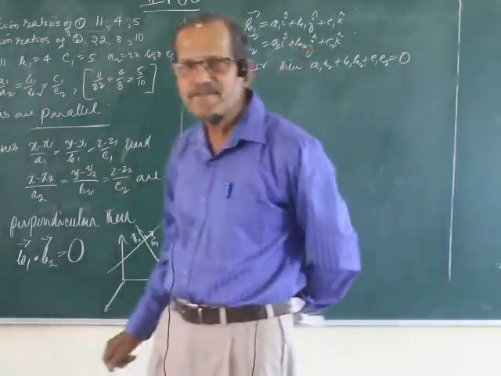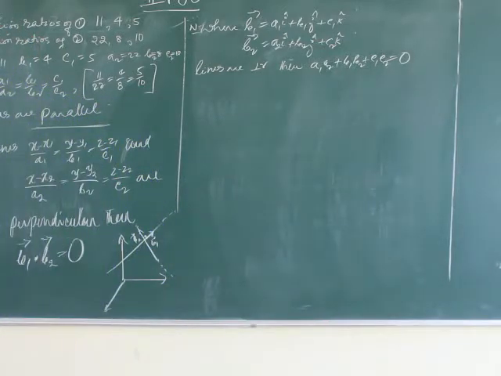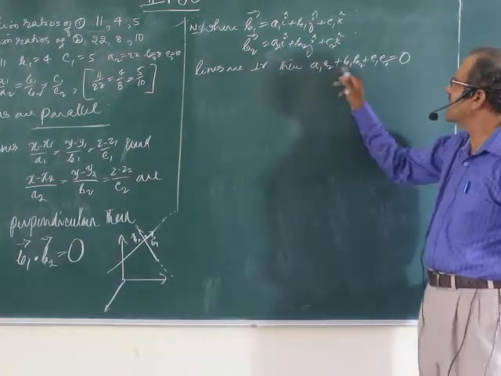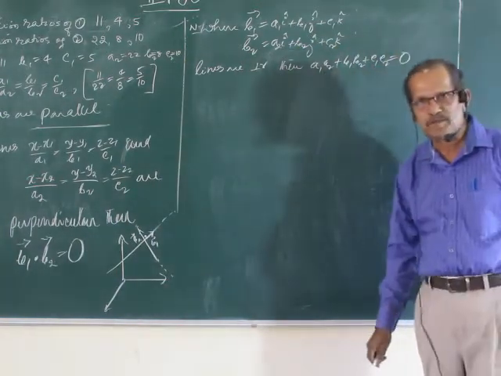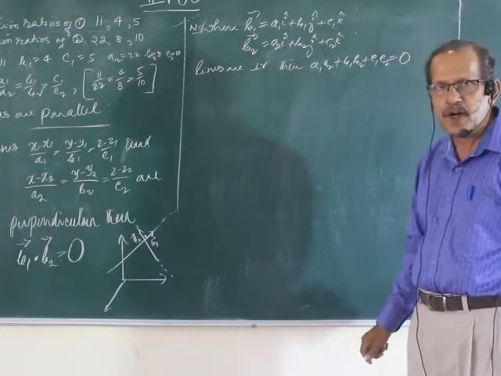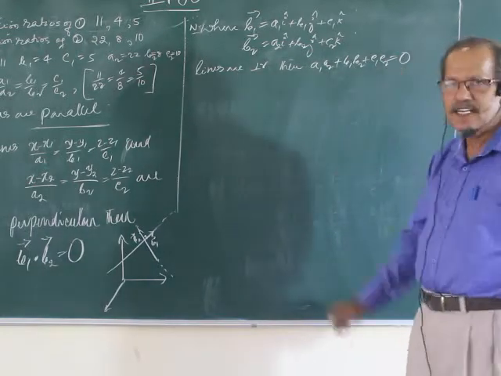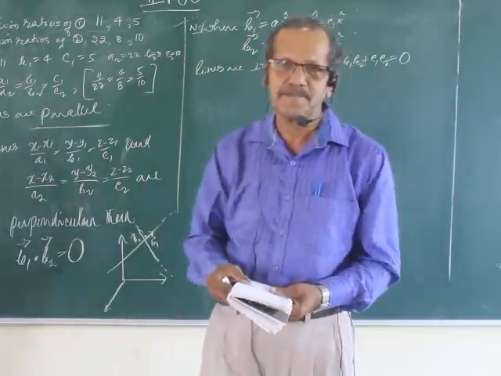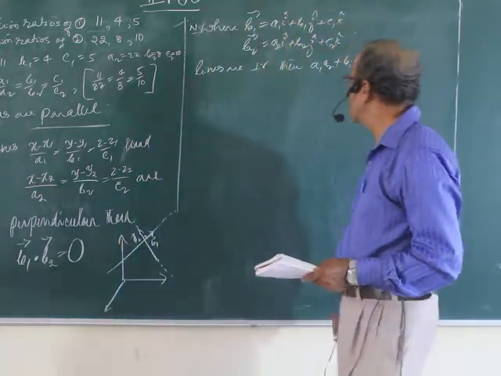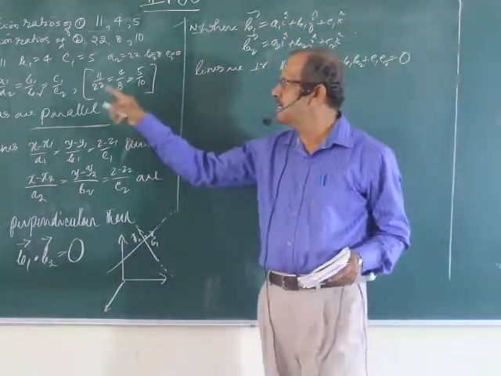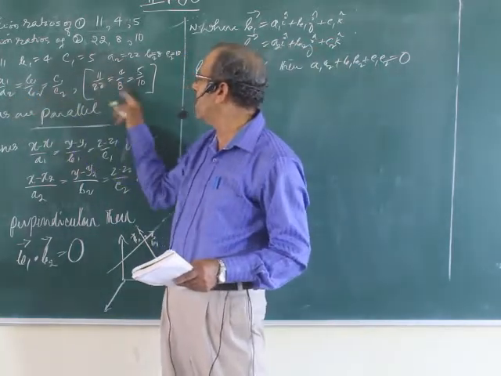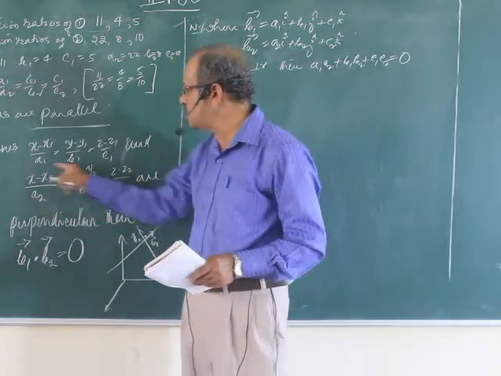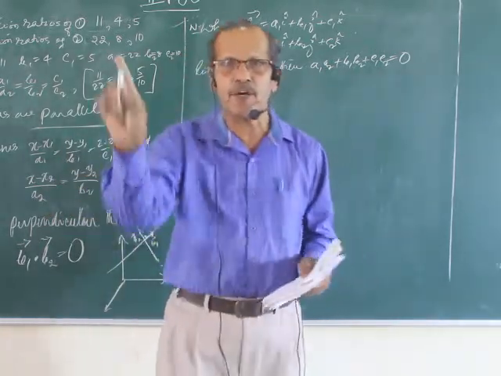Now you got the idea? When lines are perpendicular, the sum of the product of direction ratios must be equal to 0. The sum of the product of components should be equal to 0, because the vectors are perpendicular to each other. Right? So for parallel, the ratios are equal. For perpendicular, the sum of the products of the direction ratios should be equal to 0.